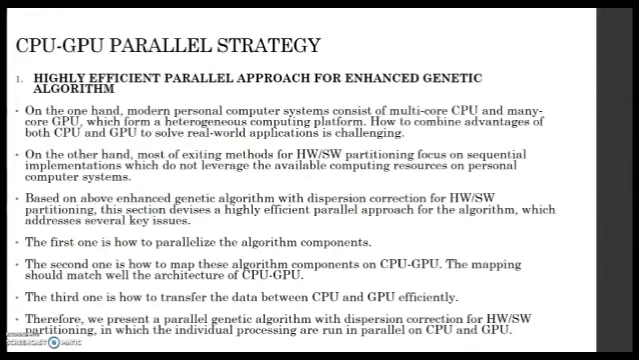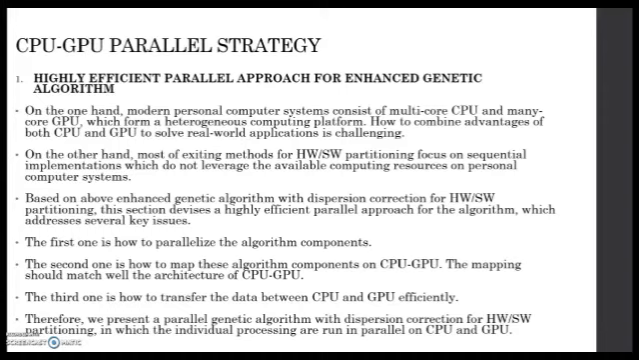So now we come to the CPU GPU parallel strategy. The first point is highly efficient parallel approach for enhanced genetic algorithm. On one hand, modern personal computer systems consist of multi-core CPU and many core GPUs, which form a heterogeneous computing platform. So how to combine advantages of both CPU and GPU to solve real-world applications is challenging. Whereas on the other hand, most existing methods for hardware software partitioning focus on sequential implementations which do not leverage the available computing resources on personal computer systems.